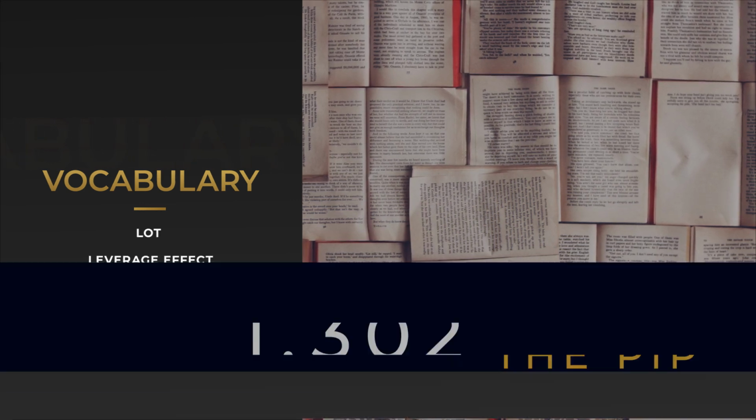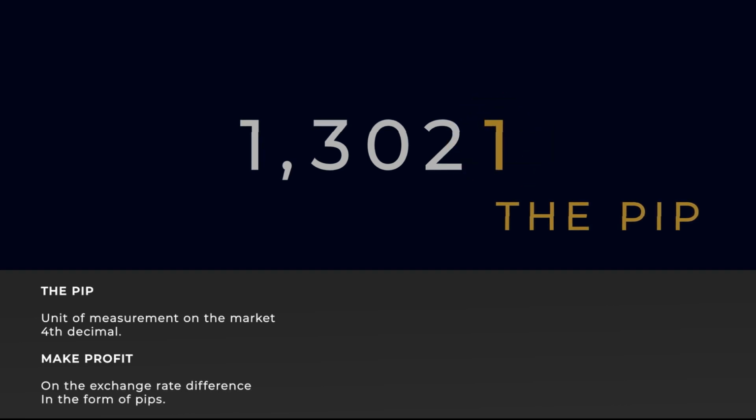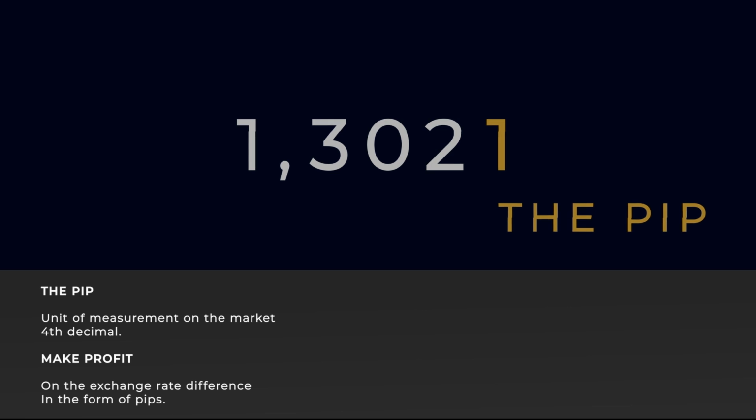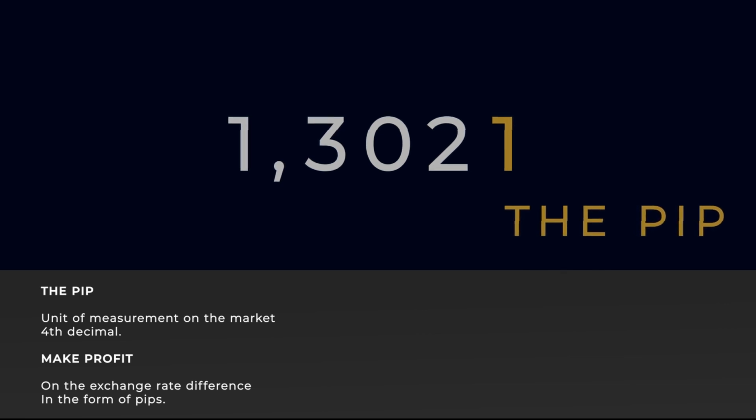A little helpful reminder before continuing the training: what is a pip and how to make profit in trading. The pip is the unit of measure on the market and it corresponds to the fourth decimal, the fourth number after the decimal point. And we make profit on the exchange rate difference in the form of pips.